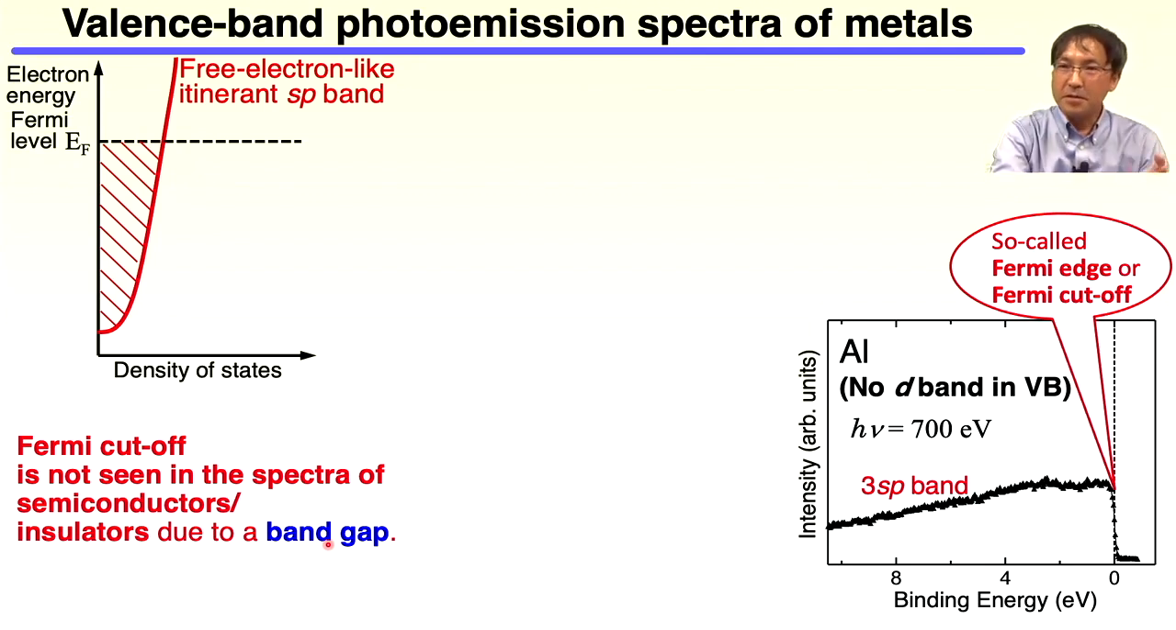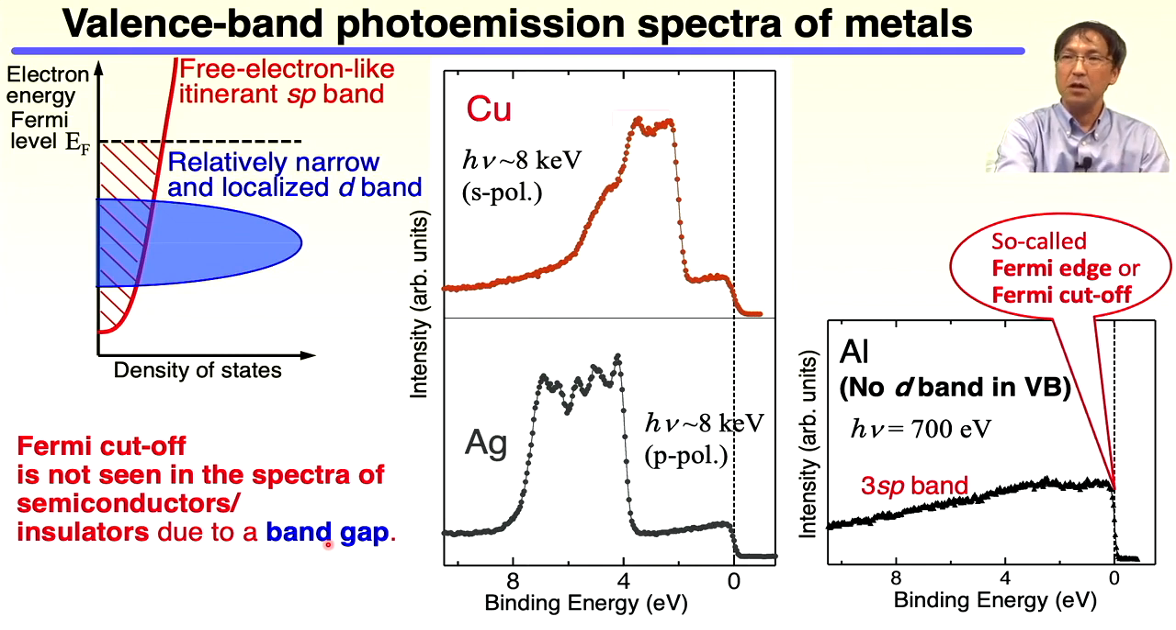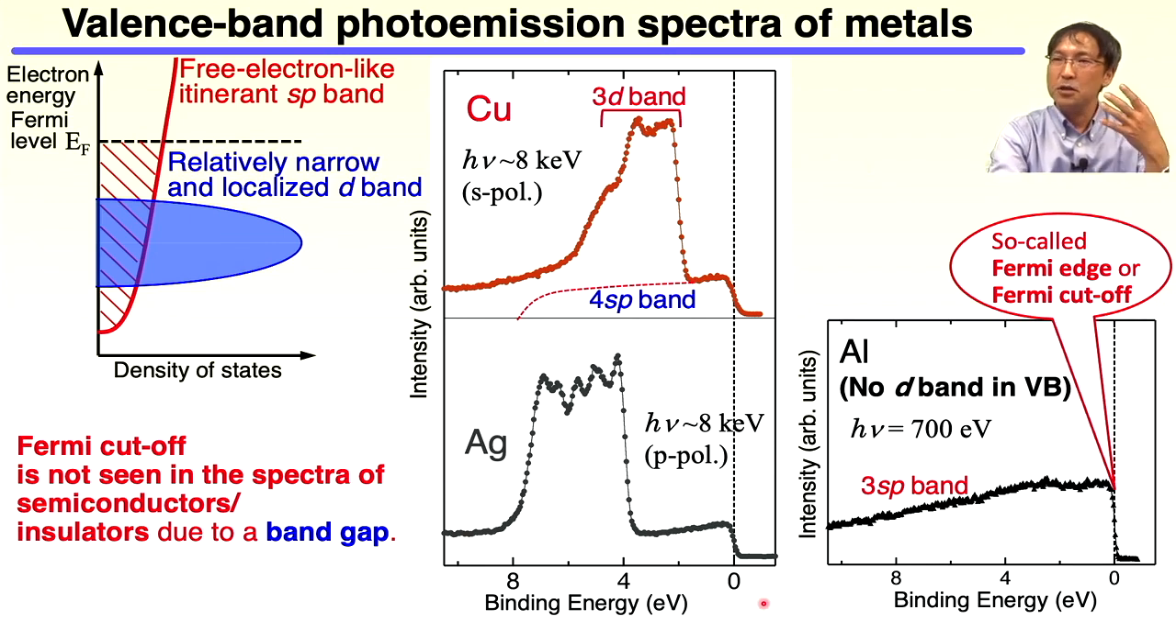When there is a relatively narrow and localized d band in the valence band of simple metals, the obtained spectral line shape becomes qualitatively different from that of aluminum. Such examples are shown in the middle figure, the valence band photoemission spectra of simple metals copper and silver.